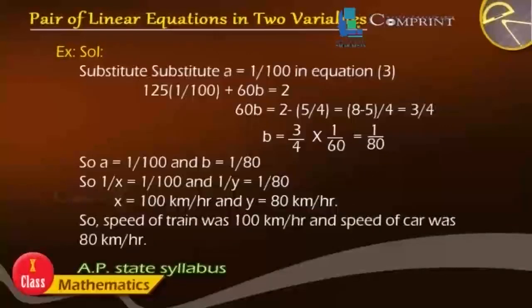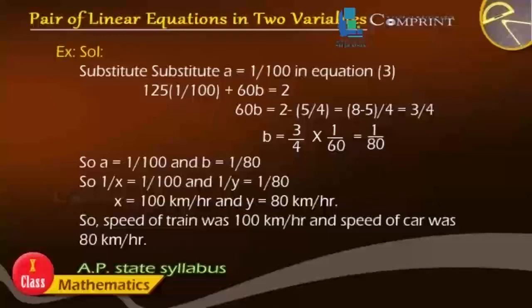Substitute a is equal to 1 by 100 in equation 3. 125 into 1 by 100 plus 60b is equal to 2. 60b is equal to 2 minus 5 by 4 is equal to 8 minus 5 by 4 is equal to 3 by 4. b is equal to 3 by 4 into 1 by 60 is equal to 1 by 80.